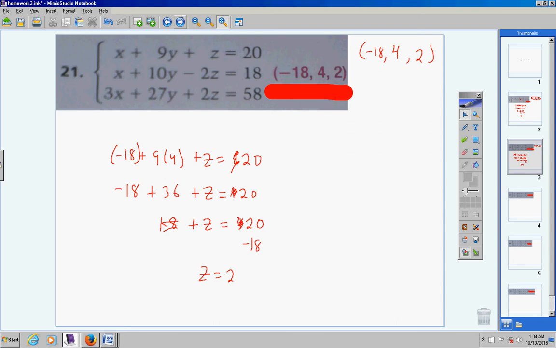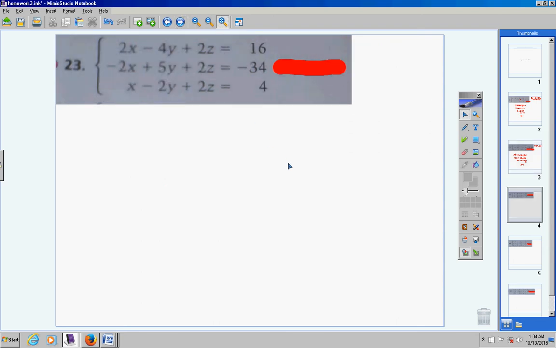Alright, moving on to number 22. Well, guys, I don't know about you, but I can see right away that the z's are the best ones to cancel. Look at that, just change signs. So I'm going to eliminate my z's. So I'm going to take the first two equations right here, okay? And I'm going to combine those, but first I'm going to go through my top equation and change all the signs. Now, if you chose, you could do it to the second equation. It doesn't matter.